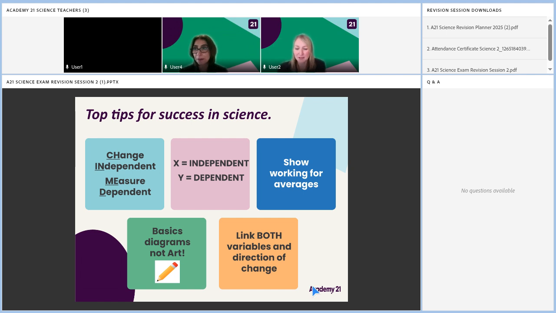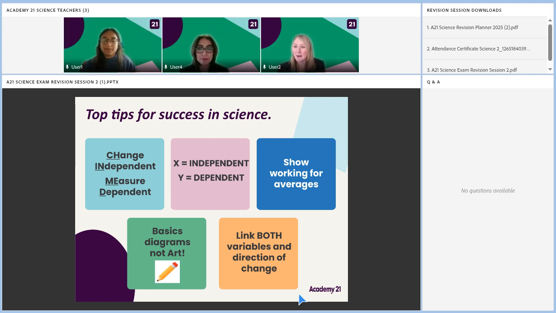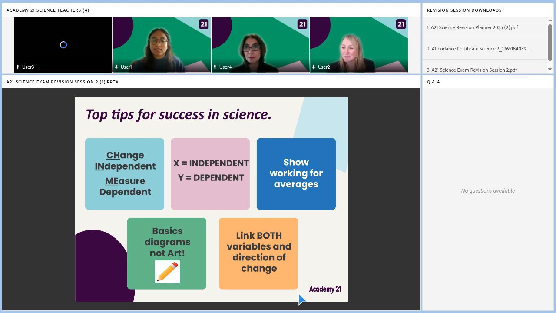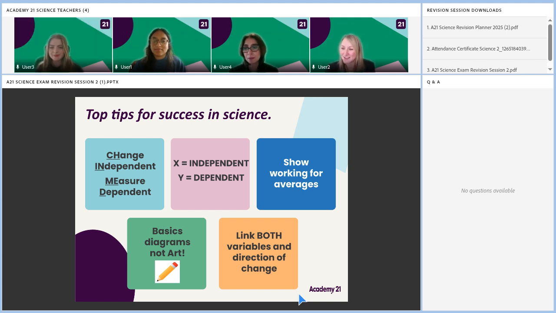These are just some of our top tips based on what we said today. Remembering the chin mid that one of us introduced earlier, just saying a change is the independent variable, that's the one we change, and measure is the dependent variable, the one that we take results for. Remember that your x-axis is always the independent variable that you have been controlling in that experiment, and y is the one you're measuring, the dependent variable.